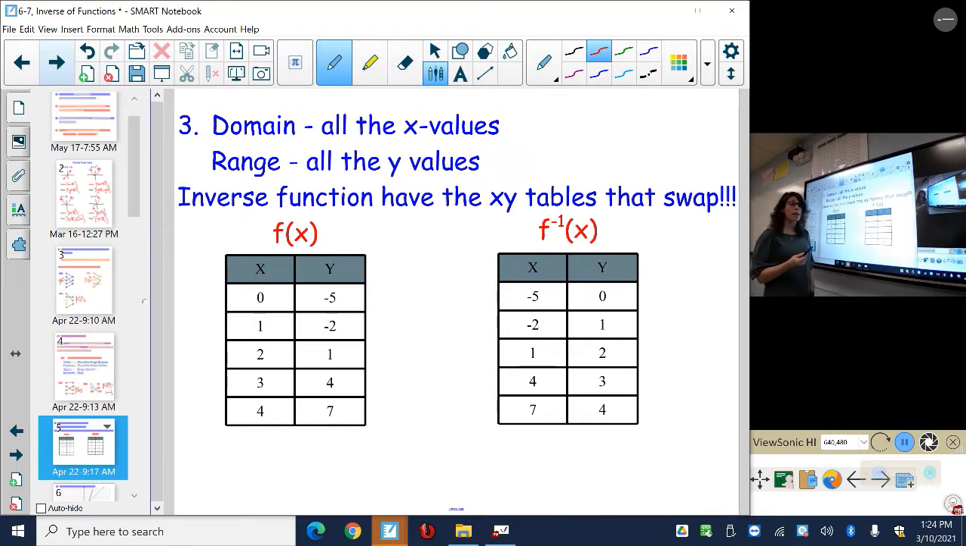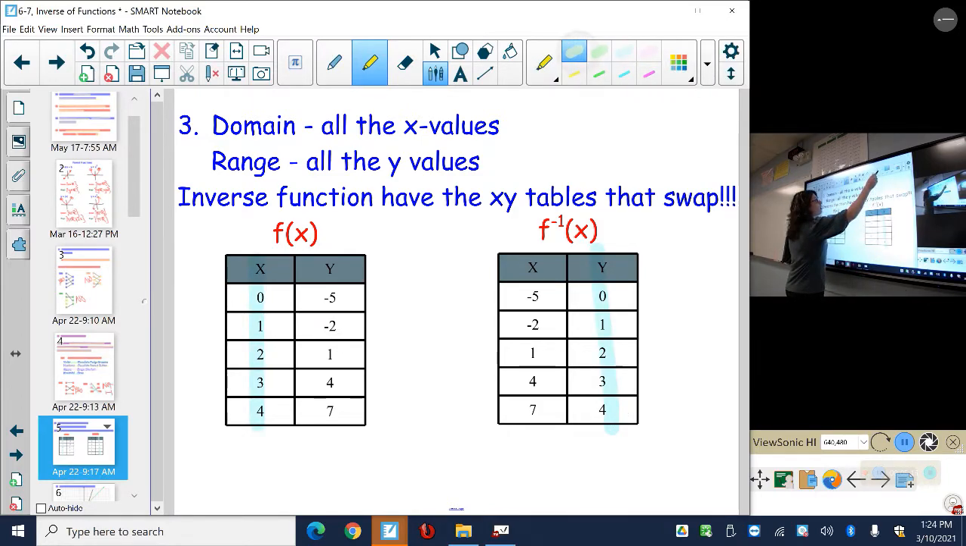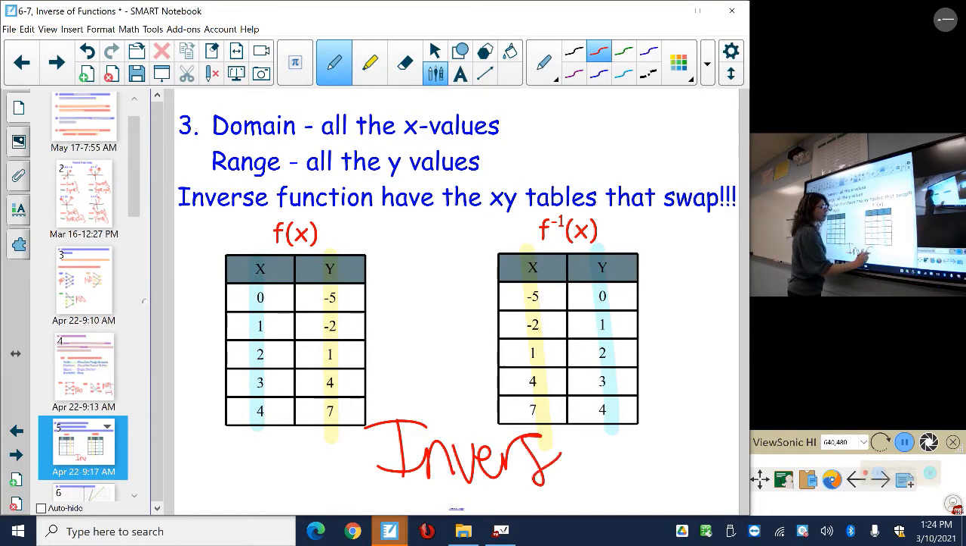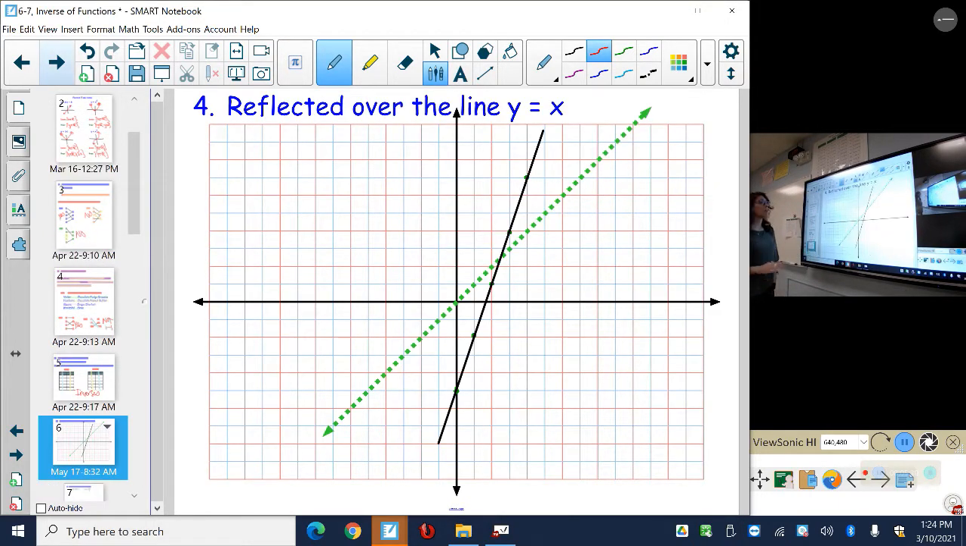Next, the domain and the ranges swap. So if my domain is all your x's and your range is all your y's, and this is my given function, then my inverse means that all of my x's now become the y's over there, and all of my y's now become my x's over here. And you can see that that is exactly what has happened, so therefore these are inverses because their xy tables have completely swapped. Okay?